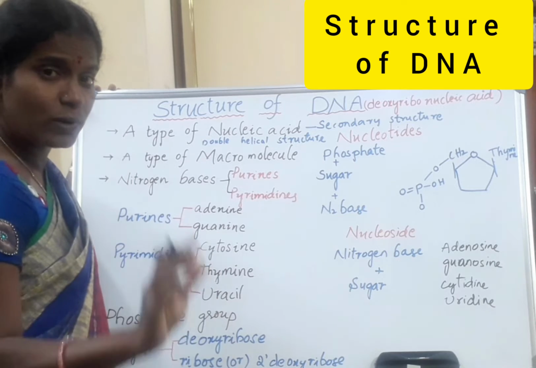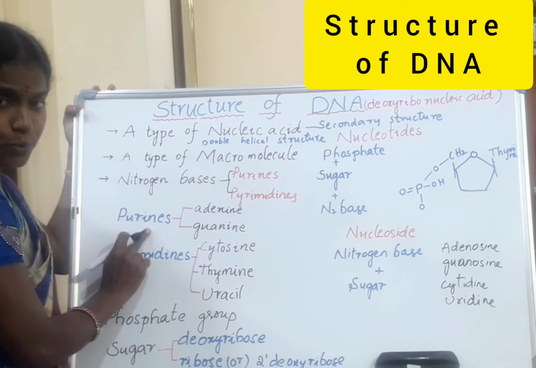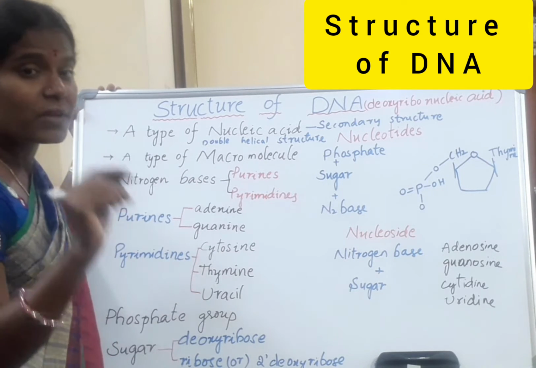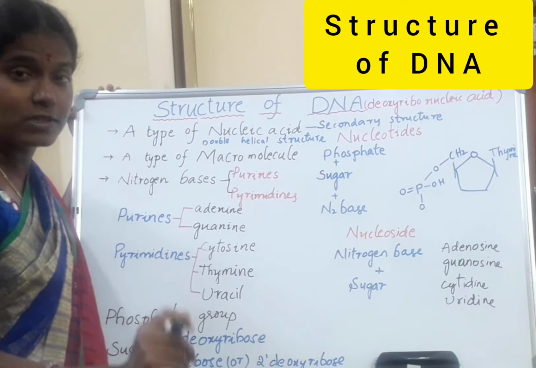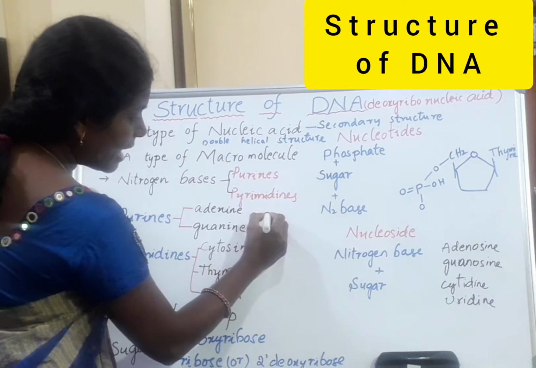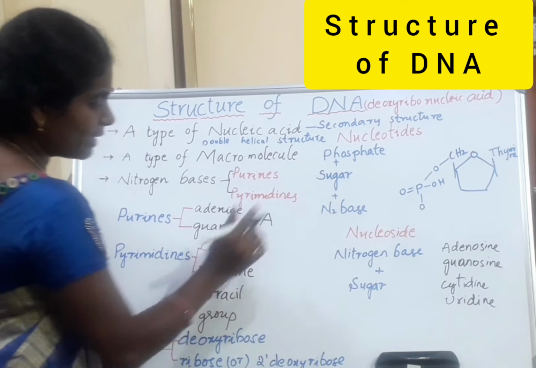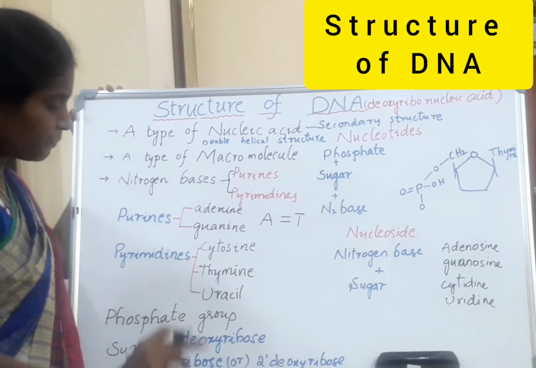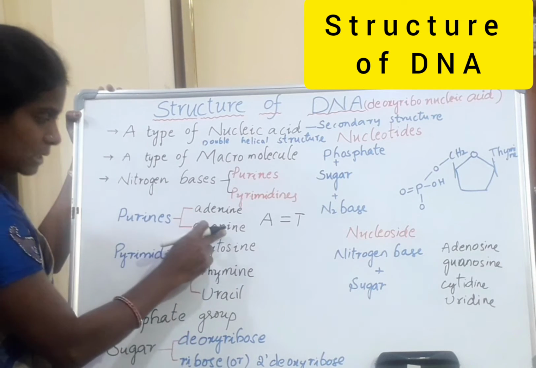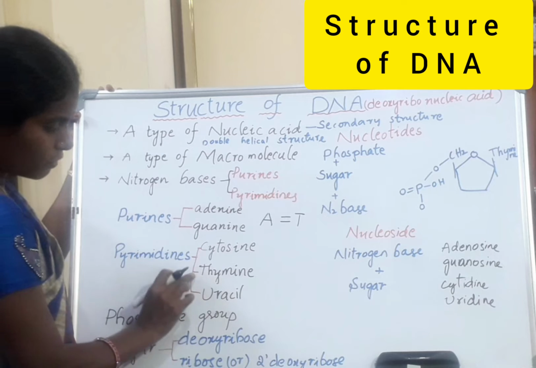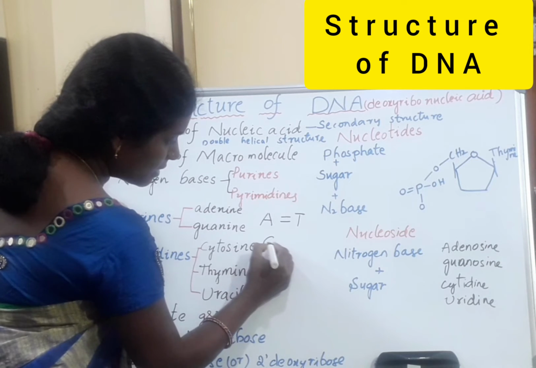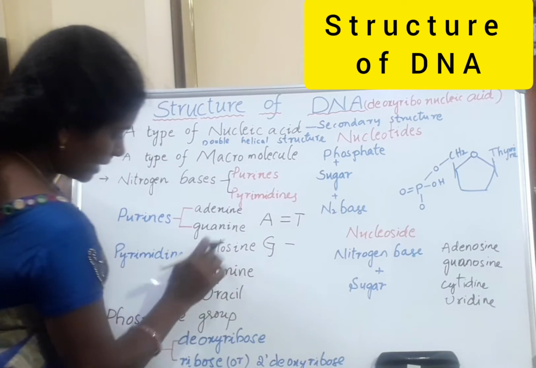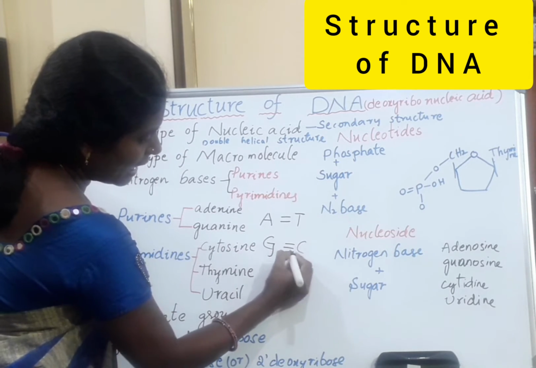Here, what is Chargaff's rule? One purine should bind with one pyrimidine with hydrogen bonds. Adenine binds with thymine with two hydrogen bonds. Then one more purine, that is guanine, should bind with one more pyrimidine. Guanine should bind with cytosine with three hydrogen bonds.